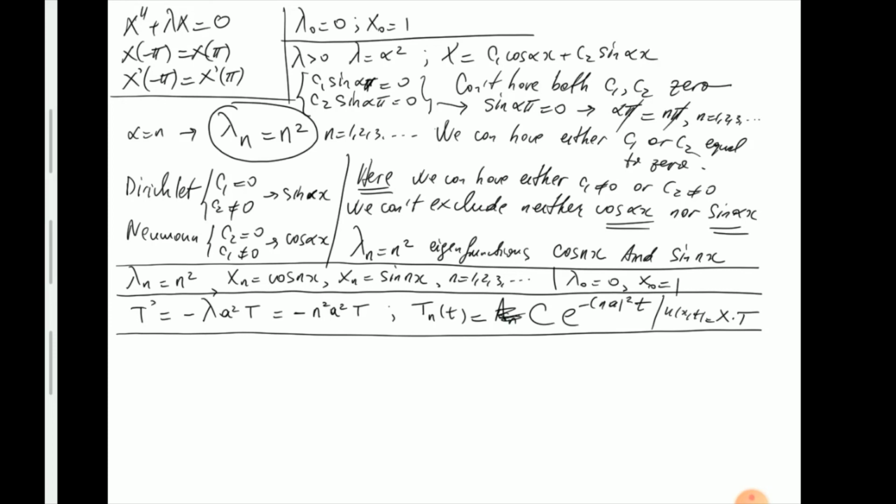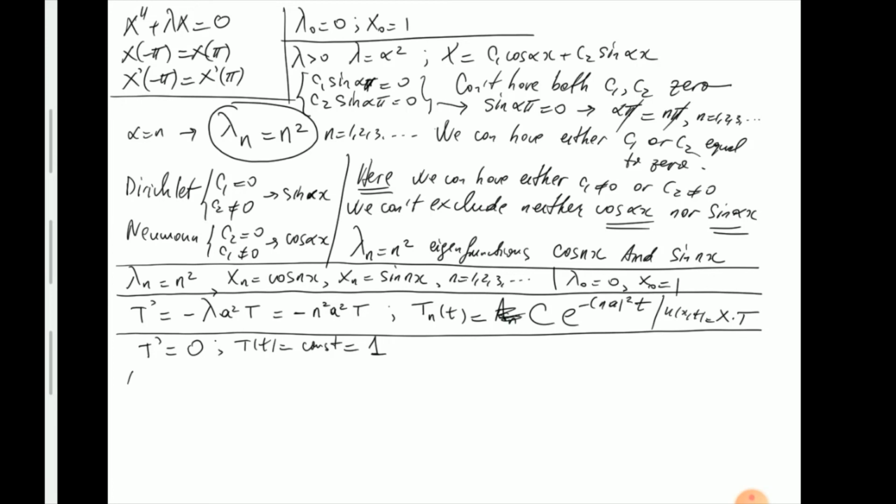When lambda equals 0, let's do this separately. When lambda is 0, that's going to be T prime equals 0. So T of little t is just a constant. And let's just call it 1, just like before, because you're going to have constants when you do the superposition principle.